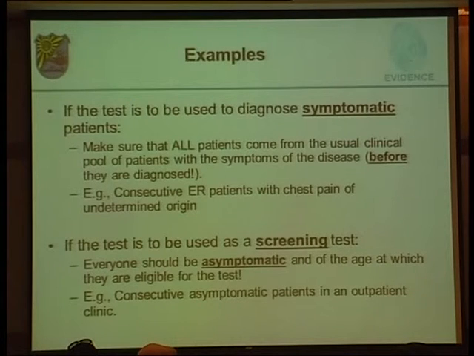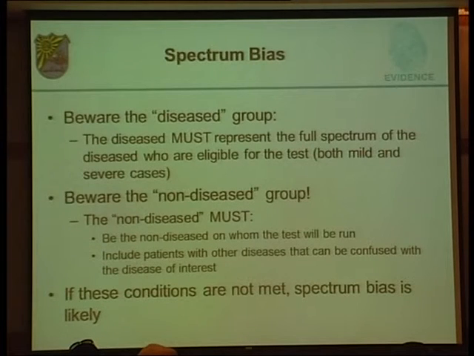If the test is to be used as a screening test, then you need to make sure that everyone who comes into this study is asymptomatic, because that's who you're going to be giving the test to. There's no point in getting diseased and non-diseased people, like a case control study, and then saying, oh, the sensitivity and specificity for its use as a screening test is the same. No, it wouldn't be. Okay? So beware the diseased group. The diseased people in the study must represent the full spectrum of disease who are eligible for the test, and the same thing for the non-diseased. If these conditions are not met, spectrum bias will be very likely.